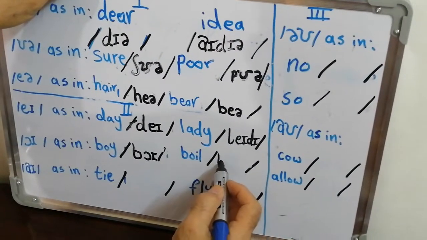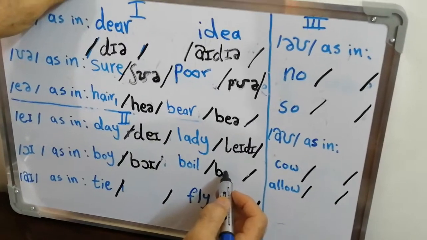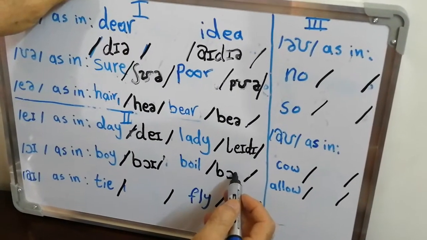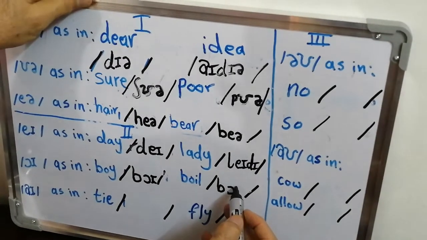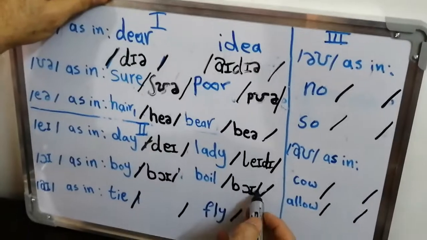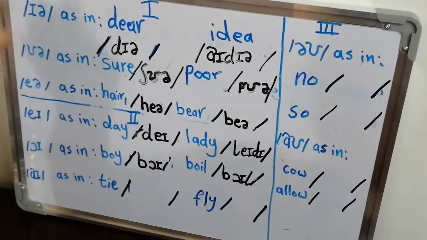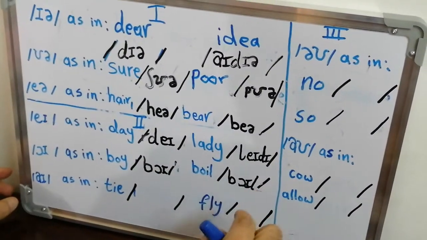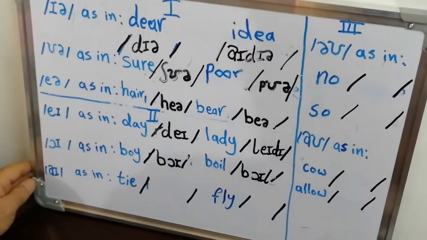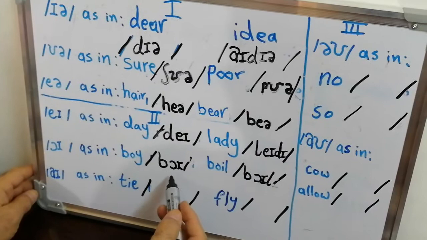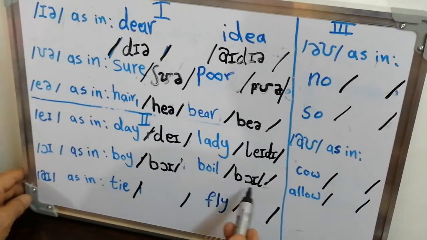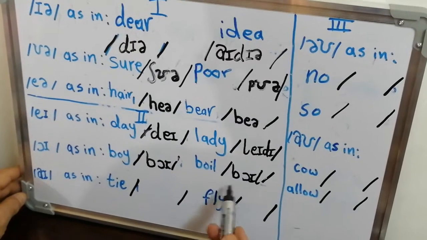See the word b, and then the word oil. Boil. Right. Boil. So here we have boy. Here we have boil. It is like boy, but there is an l sound here.